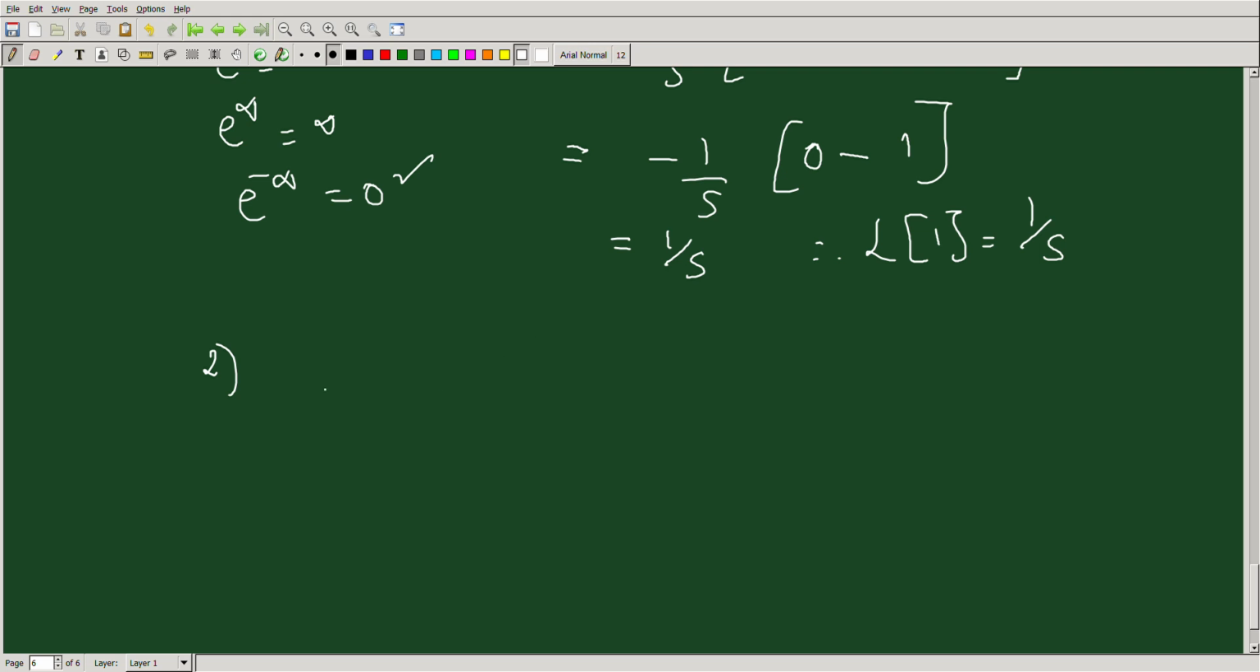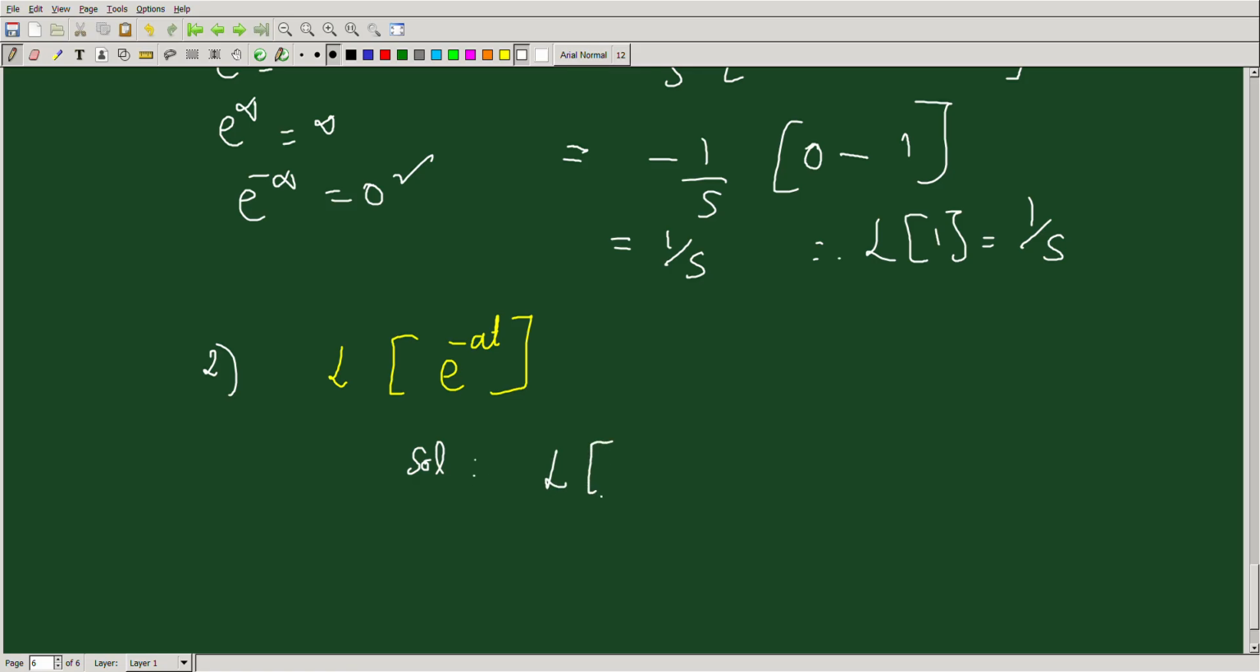Hi everyone, the continuation of Laplace transform. So the second problem, Laplace transform of e power minus at. We are going to do this problem: find the Laplace transform of e power minus at. So the solution for this problem, what is first, right?